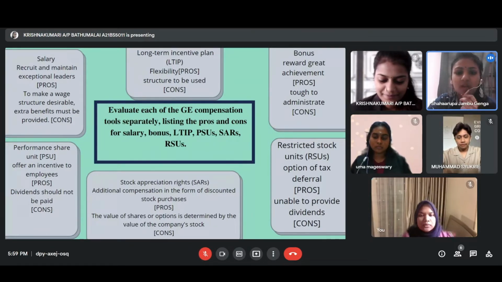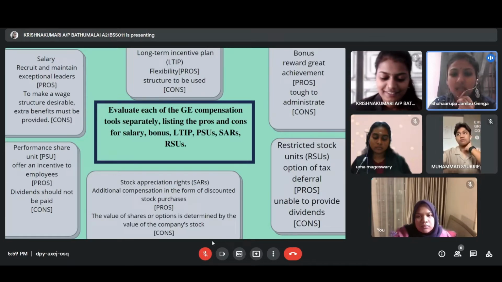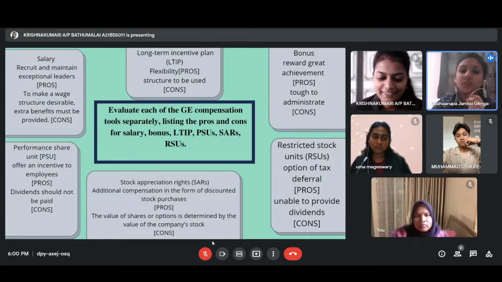Okay, and if the executive was still employed after the RSU limitations expired, he or she might swap one RSU for one GE share. The pros is employers can issue RSUs without diluting the share base. Okay, the next one is cons. Employees must stay for a long time to enjoy full advantages. It does not provide voting rights and is unable to provide dividends.